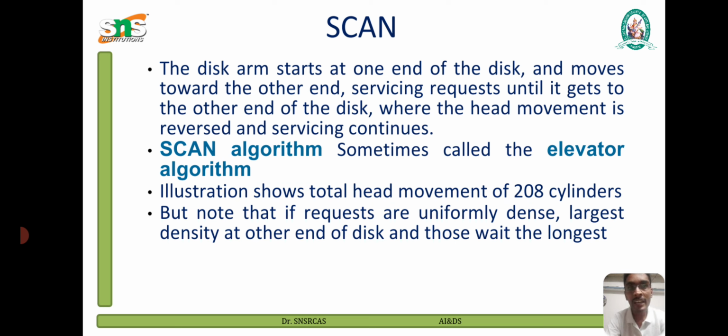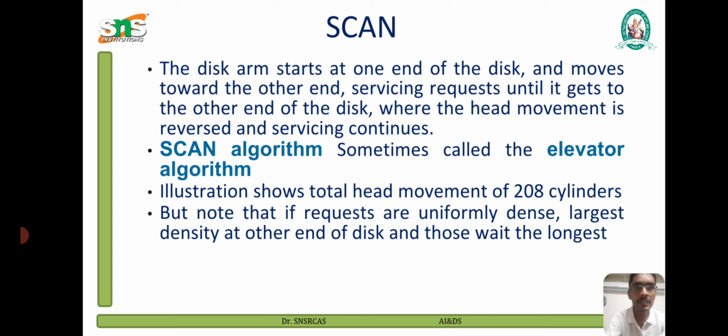And coming to the SCAN algorithm. Basically, the disk arm starts at one end of the disk and moves toward the other end, servicing requests until it gets to the other end of the disk, which means it continuously moves from one end towards the other. In between, it completes the service of the requests available in the queue, then the direction is reversed and servicing continues, right to left and left to right. The SCAN algorithm is sometimes also called the elevator algorithm.